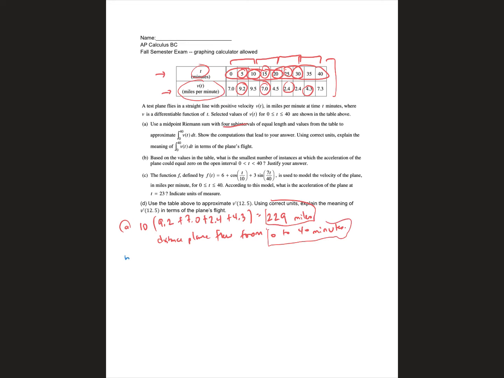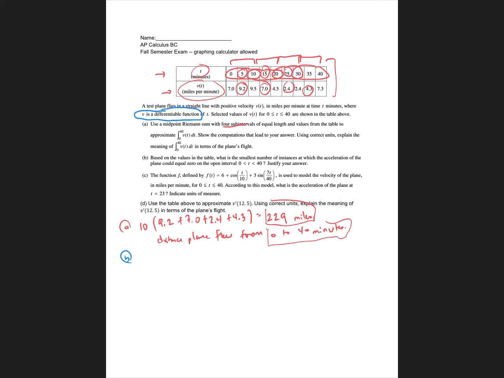All right, part B. Based on the values in the table, what's the smallest number of instances in which the acceleration of the plane could equal 0? So if you look at the way the velocities are going, acceleration is the slope of velocity, right? And the problem tells you right here that v is a differentiable function, meaning it's never undefined, right?